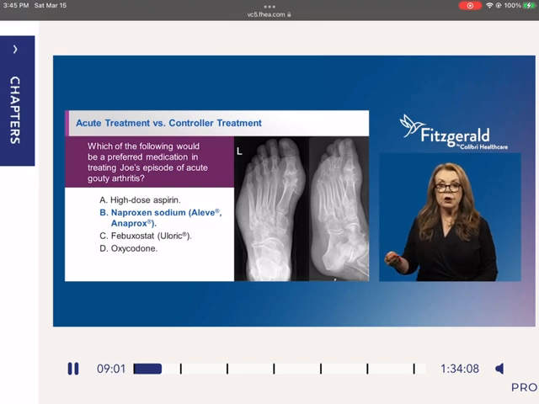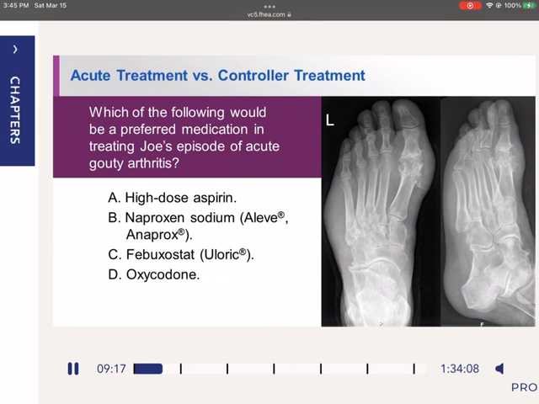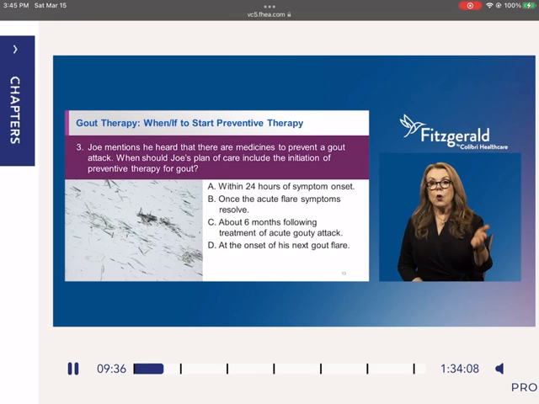And what you have to know, in order to treat gout, is the difference between treatment therapy and controller therapy. The NSAIDs are considered part of the treatment for gout, not controller therapy. What you'll notice on this x-ray is a lot of soft tissue swelling around the joint at the base of the great toe. That's an anticipated finding during an attack of gout. With gout therapy, you need to keep in mind when and if to start preventive therapy.